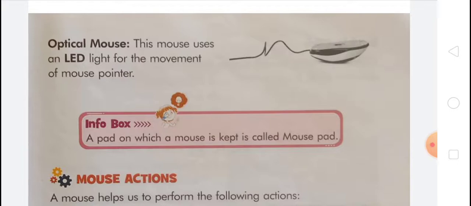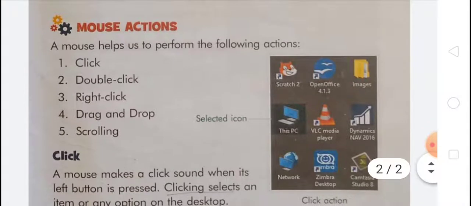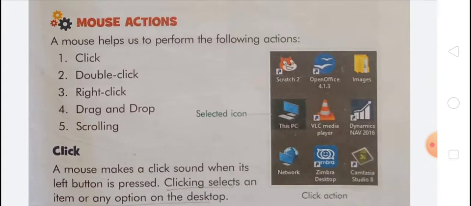And now come to the next topic, that is mouse actions. A mouse helps us to perform the following actions. First one is click, second one is double click, third one is right click, fourth one is drag and drop, and fifth one is scroll. Now one by one we will learn about these topics.